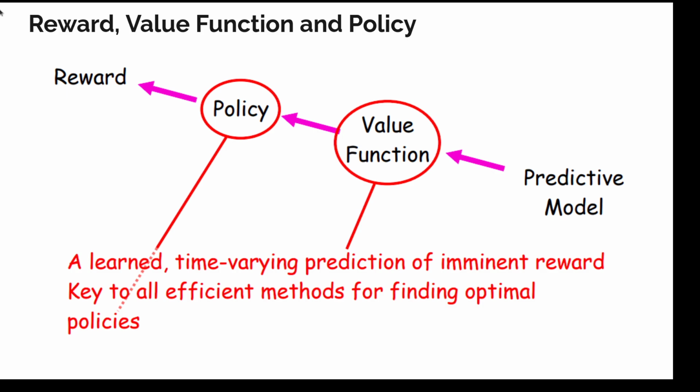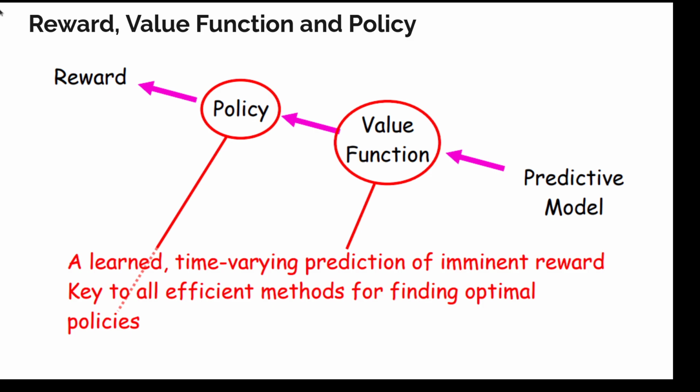You have value function, you have policy, you have reward, and reward is what gives you a sense of which policy is good, or which value function is good or bad, which value function you should select. So reward is the ultimate thing. From reward itself it is sensed what the optimal policy would be. A learned time-varying prediction of immediate reward is key to all efficient methods for finding the optimal policy.